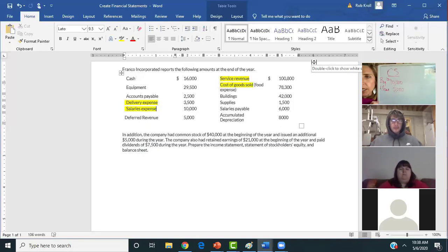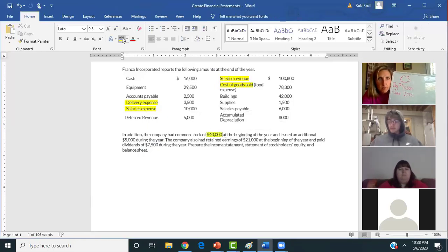So I'm just going to take the beginning balance of common stock. I'm going to add the additional issued that it says here of 5,000. So we have this 40 and we have this 5. I'm going to add those together, and that's all that happens to my common stock account. You could have the balance down here because the dividends and the net income are not going to affect the common stock. So the balance of your common stock is now 45,000.